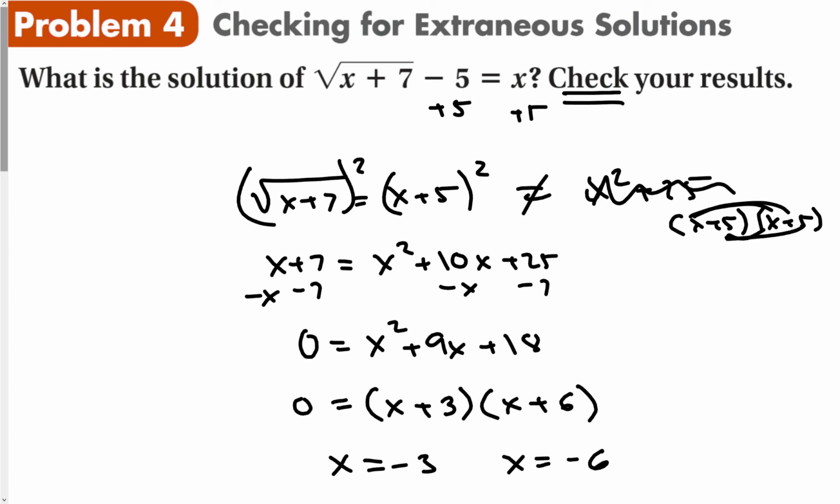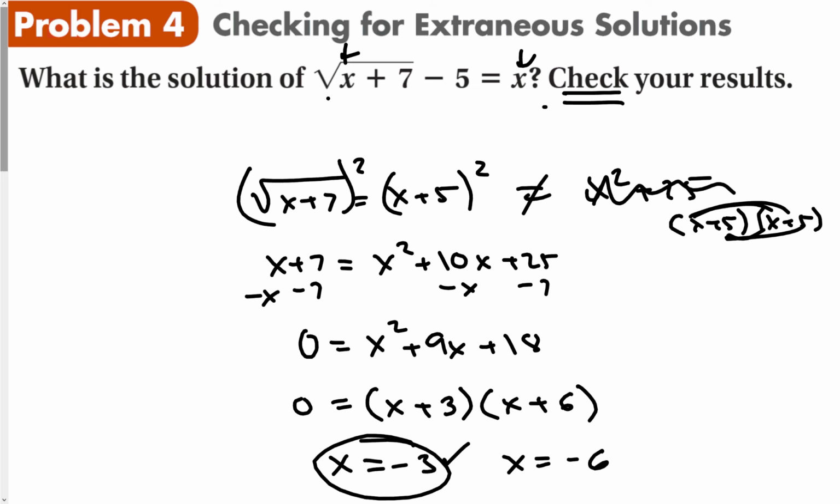So if I plug -3 in, let's get rid of these 5s. Okay, so if I plug -3 in, I get the square root of 4 minus 5 is equal to -3, right? I got to plug x in there and there. Well, that's 2 minus 5. Is that -3? Yes, it is. This one works. Let's check -6. They could both work. It's possible.